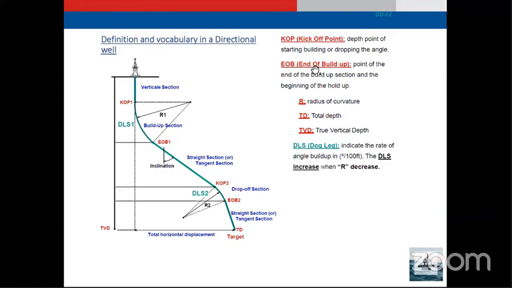It can be installed without any difficulty if the path of the hole is smooth and does not change the angle greatly. For example, if we make the build-up or drop 2 degrees, 3 degrees, it will be easy. But if we make a high build-up or drop, it will make running the casing difficult and it may get stuck in the hole.